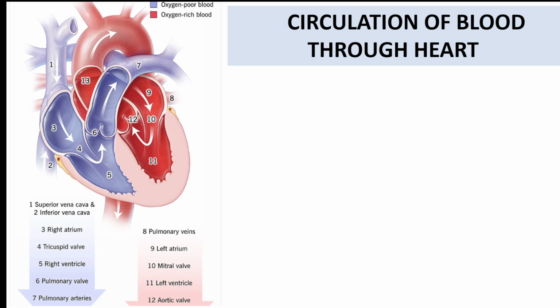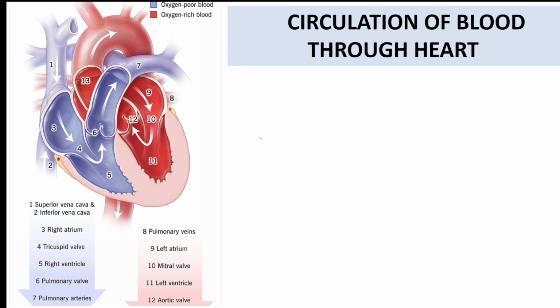We said there are four chambers, right and left. We said what arteries are doing. We also said what veins are doing. Now we should know the circulation of blood: how is the flow, how is it happening in a human heart? So this is a human heart.